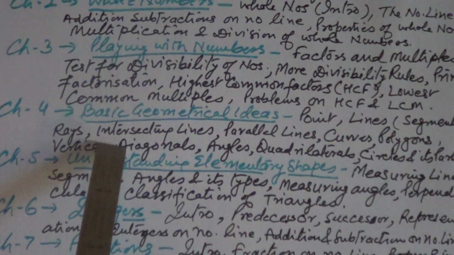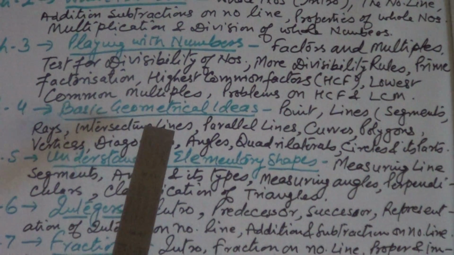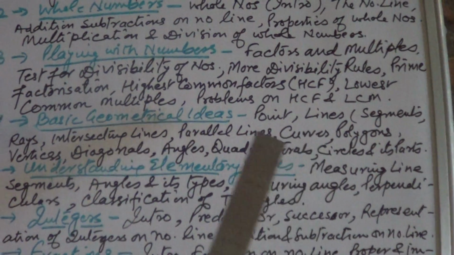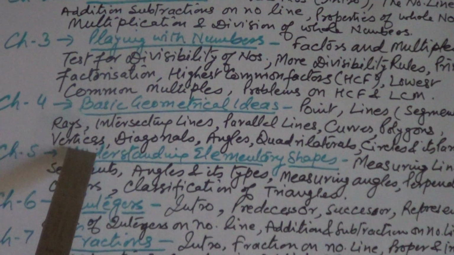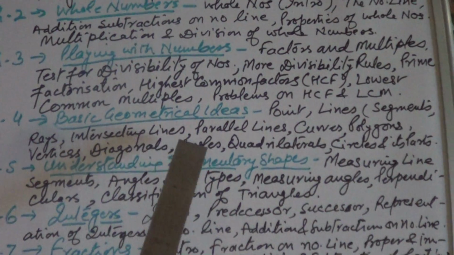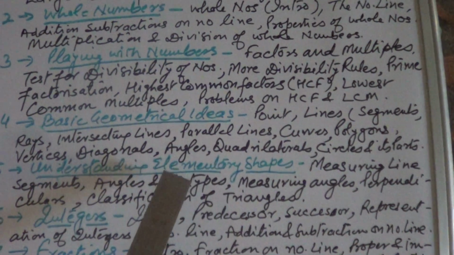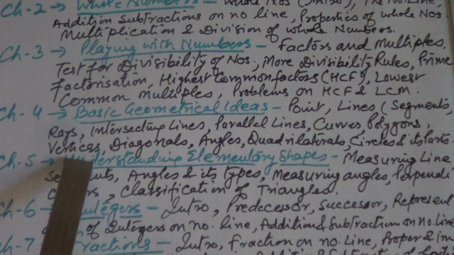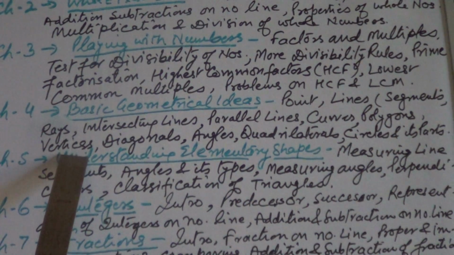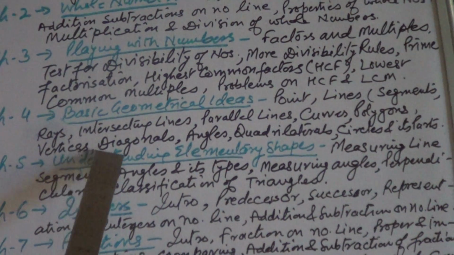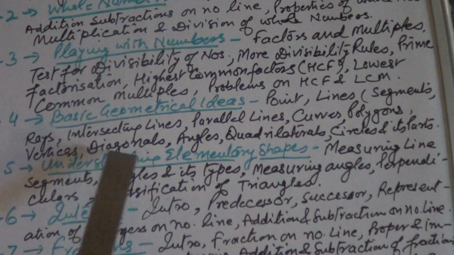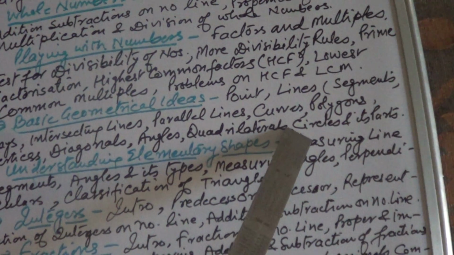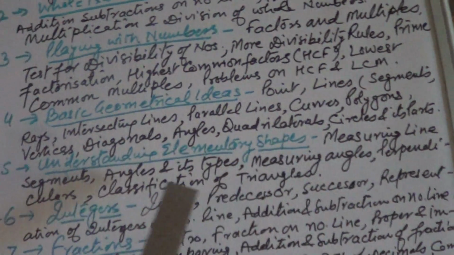Now comes chapter 4. It is basic geometrical ideas. It contains point, line segments, rays, intersecting lines, parallel lines, curves and polygons. It also contains diagonals, vertices, angles, quadrilaterals, and circles and its parts.